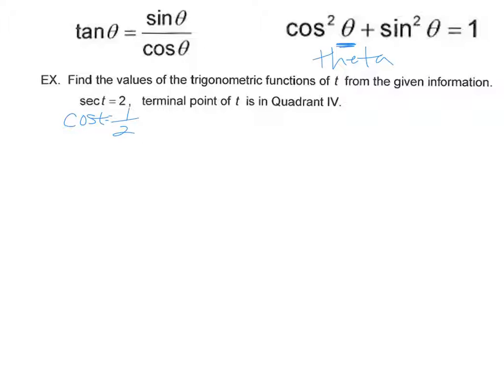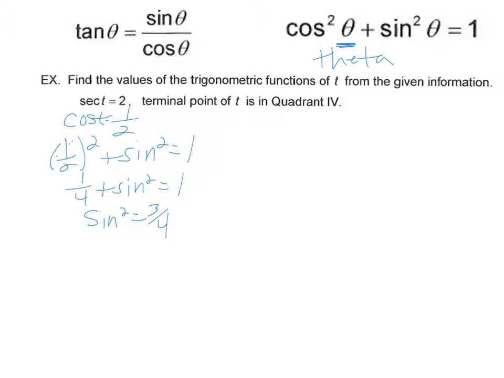Now that I have cosine, I can use the identity cosine squared plus sine squared equals 1 to find sine. So filling in 1/2 for cosine, and it's squared, plus sine squared equals 1. 1/2 squared is 1/4. Subtract 1/4 from 1, and that would be 3/4. Now square root both sides. And normally when you square root both sides of an equation, you put plus minus in front.